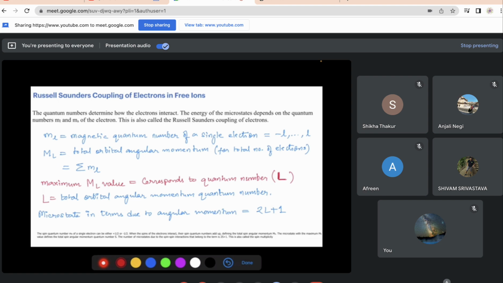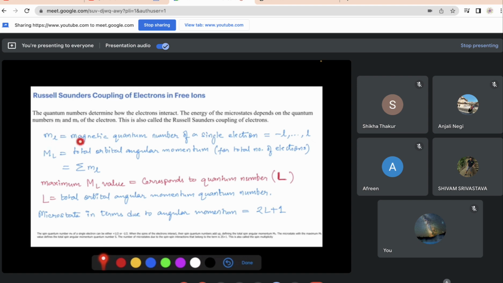Yes, coming to what these electron transitions give us: the quantum numbers which determine how the electrons interact. So the energy of the microstate depends on these quantum numbers, which are ml and ms of each electron. This is called the Russell-Saunders coupling of electrons. So what are ml and ms?